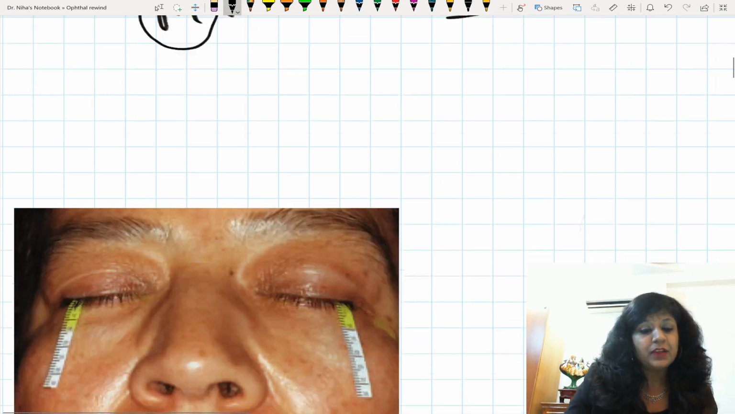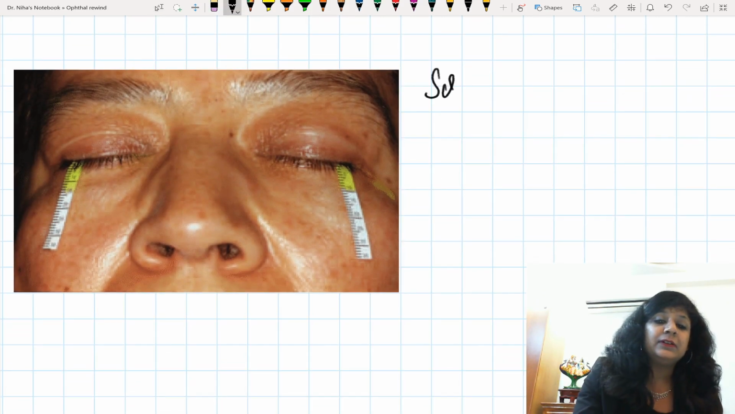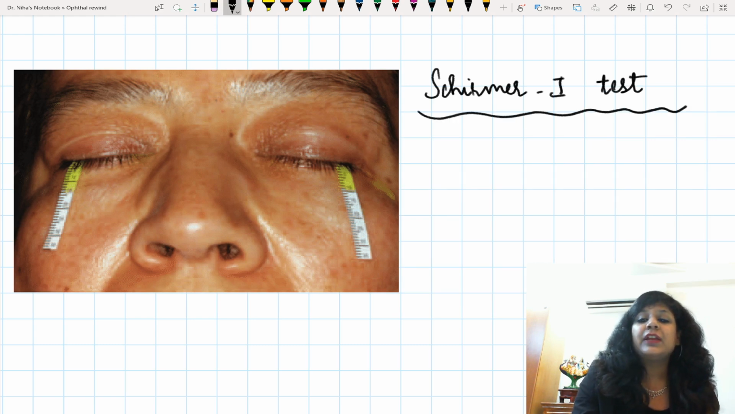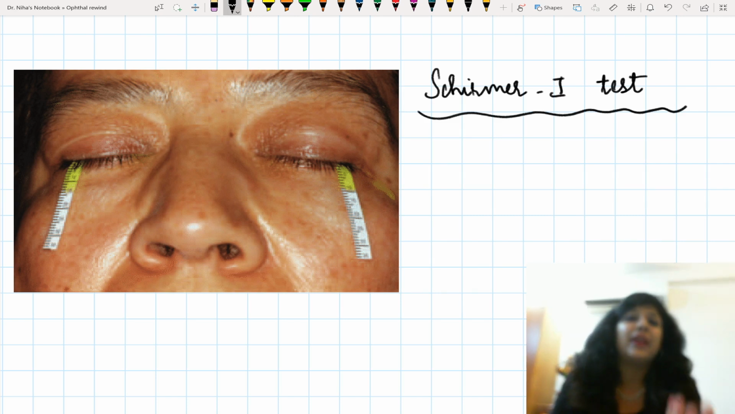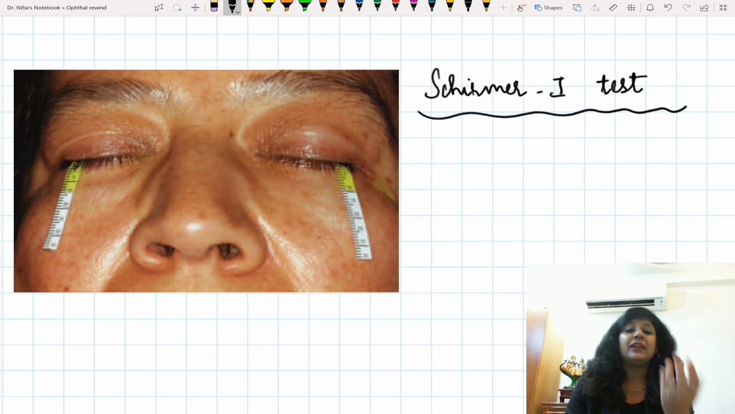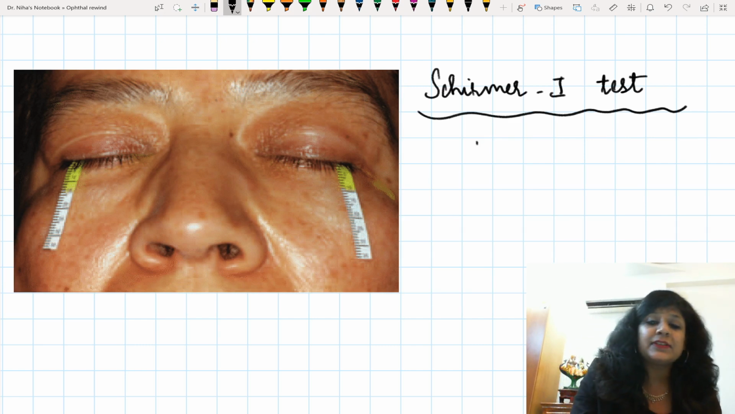Okay. Now see this. What is this? This is your Schirmer eye test. Now what is this? This is actually used for seeing the amount of wetting, how much wetting is taking place, in order to make the diagnosis of dry eyes. So basically this is for the diagnosis of dry eyes, right?